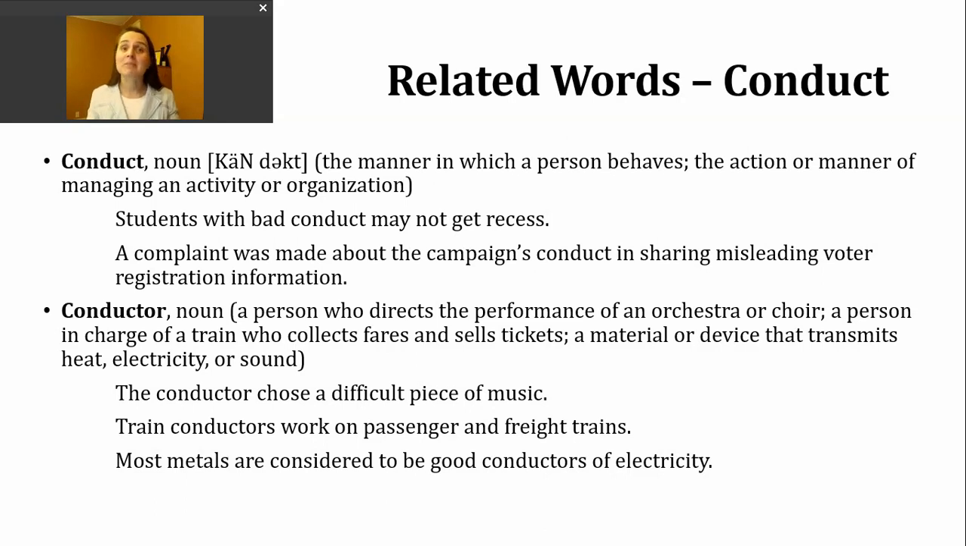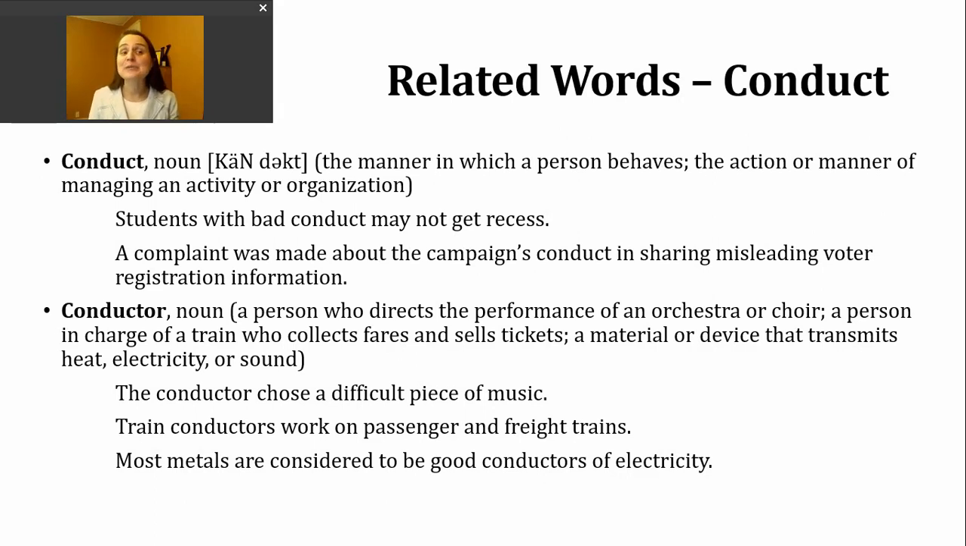So the noun form, conduct, can have a couple of different meanings, just like our verb. One way to think of this is to think of the manner in which a person behaves. So another synonym for this, just behavior, right? So here is an example of that usage in a sentence. Students with bad conduct may not get recess, right? That might be a sentence that strikes fear in the heart of young students. Oh no, I don't want to lose my recess because of bad behavior.